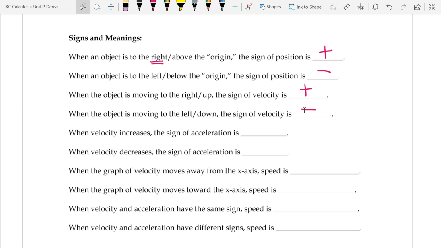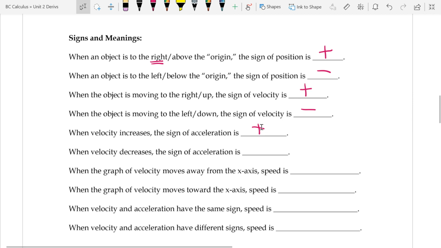Now, you're not going to be doing both. We're either going to talk about horizontal motion or vertical motion, either or, not both. All right. Now, here's where things get a little bit trickier, so make sure you're following along. When velocity increases, that means v of t is increasing. The slope of v is positive, therefore, the derivative of v is positive, which means acceleration is positive.